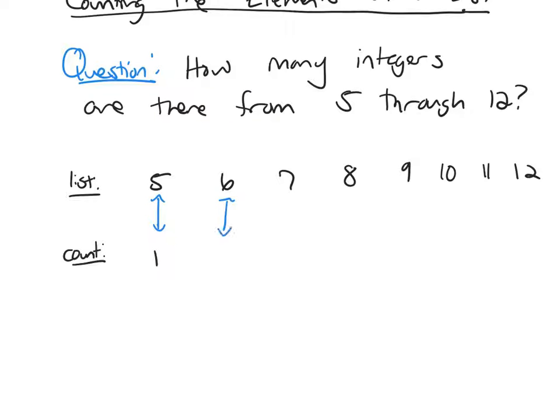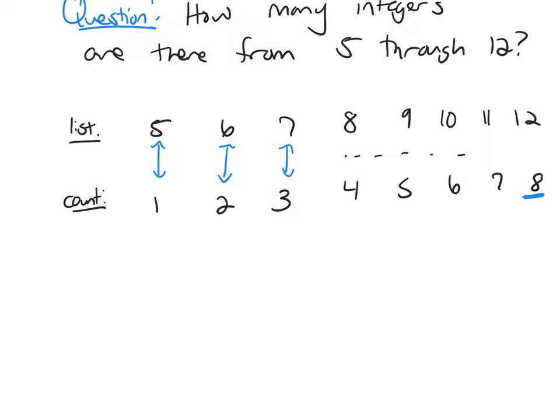And so the number 5, you would count as the first number in the list. 6 would get counted as the second number in the list. And then 7 would be counted as the third number, and so on and so on. So this would be 4, 5, 6, 7, 8. So in total, there are 8 numbers listed here, and so I'll say the answer is 8.